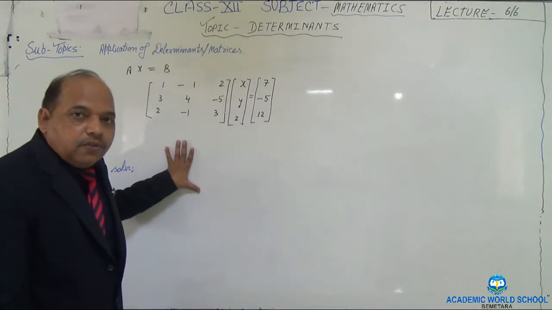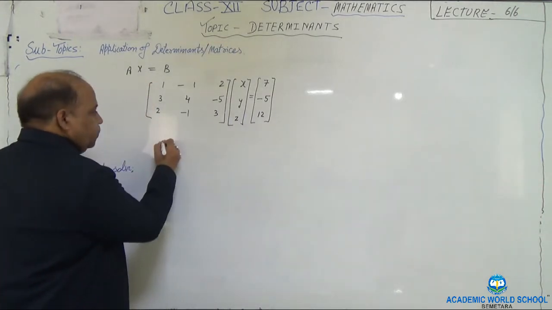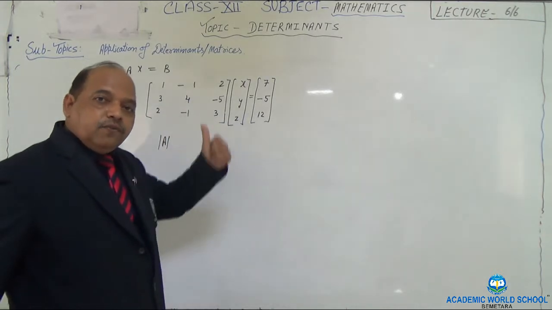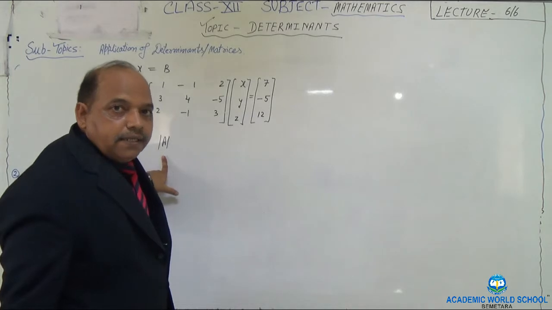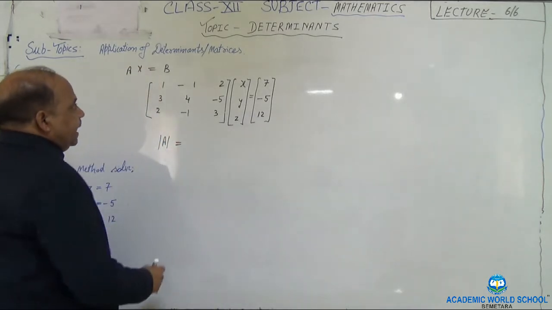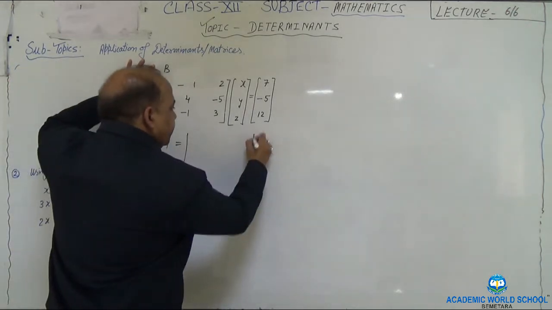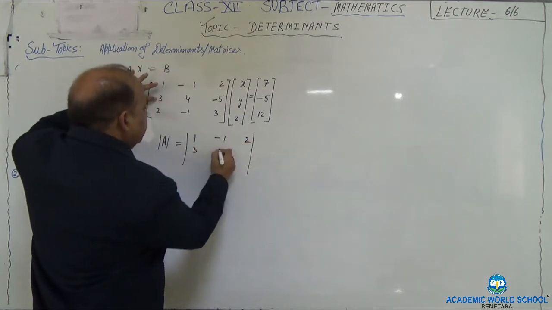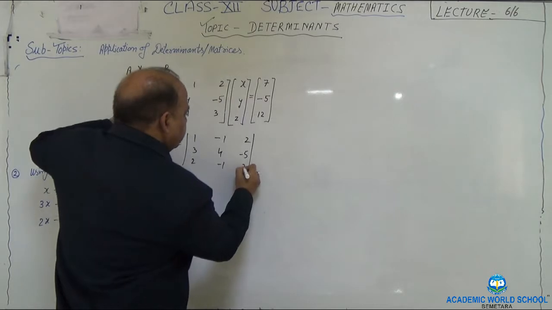To find the solution, what is the next step you are supposed to do? You need to find out the corresponding value of the determinant of the coefficient matrix. So this is my A. I will find out its corresponding value. So determinant A will be, first I am writing what my determinant is: 1, minus 1, 2, 3, 4, minus 5, 2, minus 1, 3.